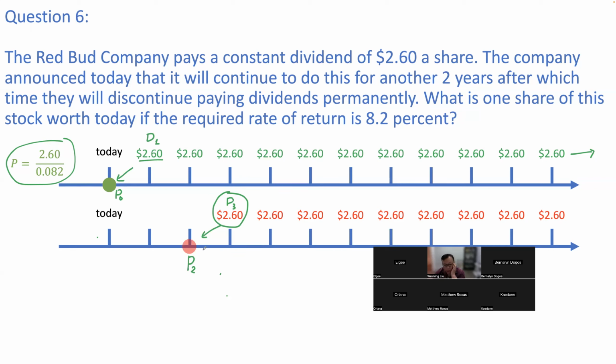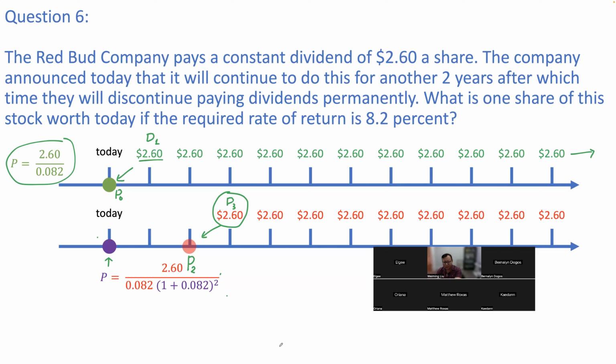To calculate P2, you use the same formula. So P2 is also 2.6 divided by 0.082. And then to know P0, the purple point, you have to discount by 2 years, by dividing by (1 plus R) to the power of 2, okay? So does this make sense? If that makes sense, give me a sum up. 1, 2, 3. Okay, awesome, good.